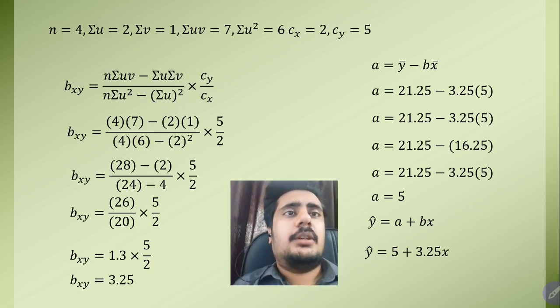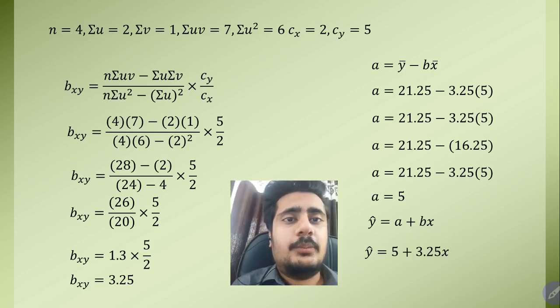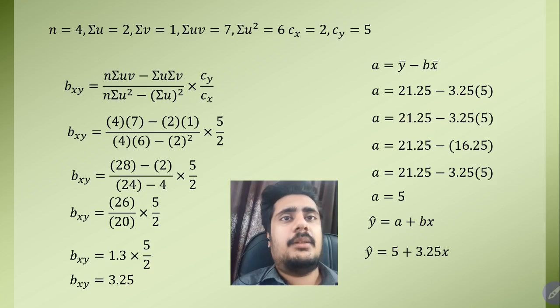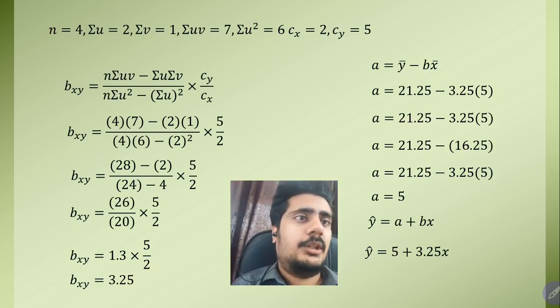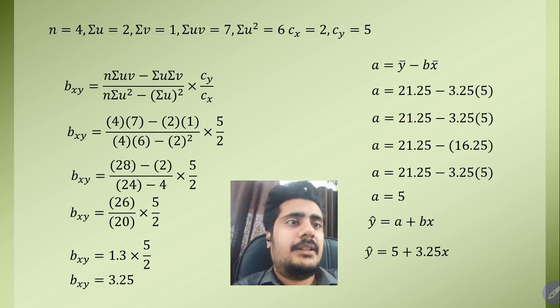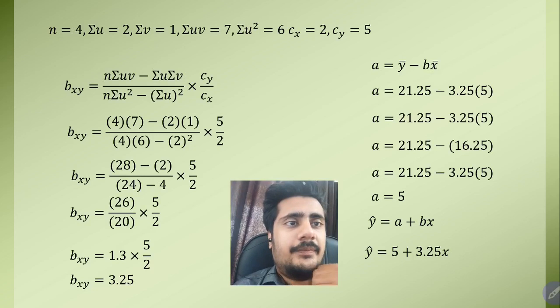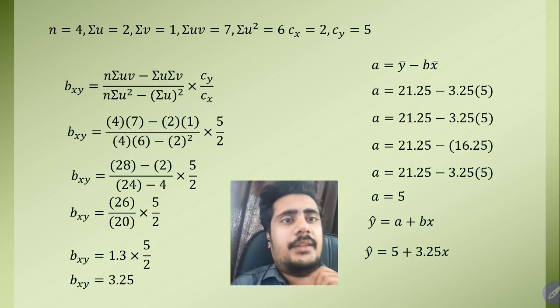b into x bar. What is b? b is, you have solved just now, it's 3.25 into x bar. What is x bar? x bar is 5. So 3.25 into 5 is 16.25. 21.25 minus 16.25 is 5. So what is y cap? It's 5 plus 3.25x.